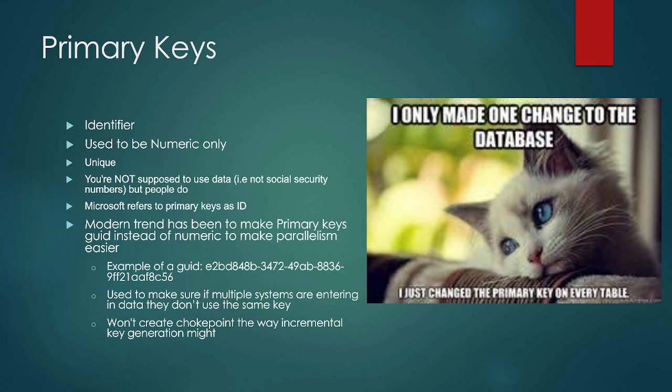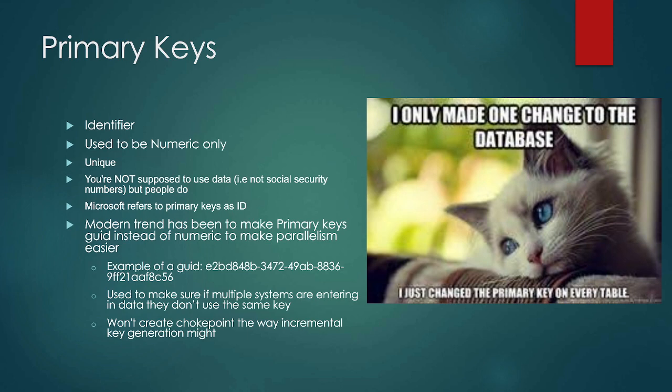Okay, primary keys. Primary keys are an identifier of the different pieces of data that we have. Generally, it's a primary key for the record. They used to be numeric only, so they used to be only numbers. Primary keys must be unique. It is not recommended to use data. So for example, a social security number would be a very poor primary key. However, as a note here, people do still do this. So people will still use data like social security numbers as primary keys. I don't recommend it. I don't think you should do it, but it does happen.